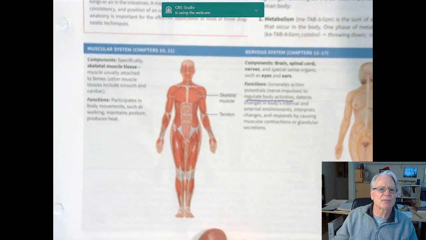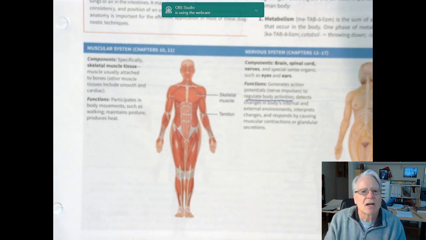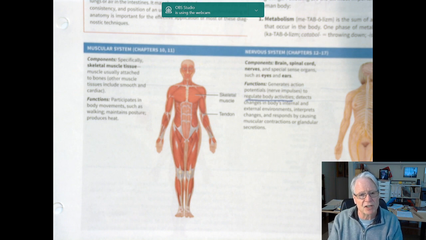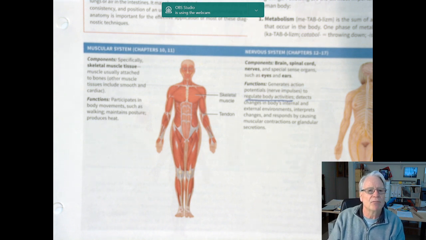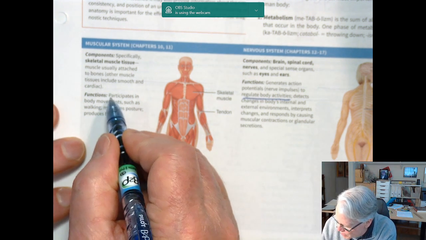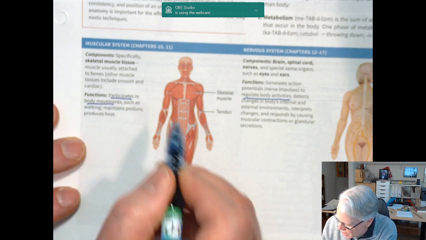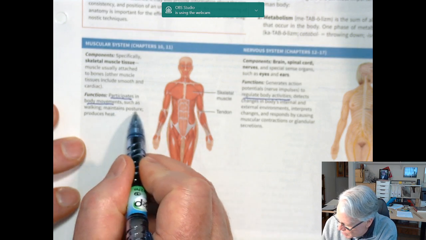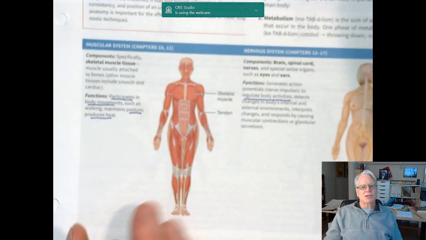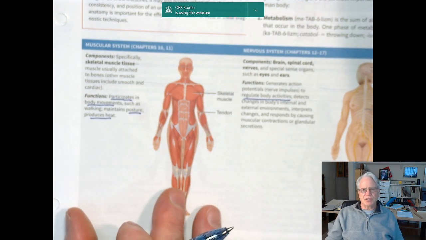The next system is the muscular system. This one we'll also cover in 40A. And when we're talking about the muscular system, we're not just confining our conversation to the skeletal muscle system. Part of this system is smooth muscle and cardiac muscle. So as you can see, this is going to participate in body movements, maintain body posture, and produce heat. Okay. So this is the muscular system.